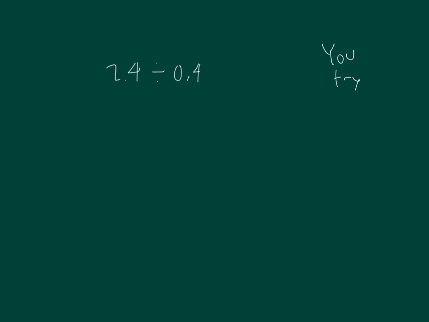Okay, it's your turn to try. Rewrite it as a fraction. We'll multiply by 10 over 10 again. 2 and 4 tenths times 10 is 24. 4 tenths times 10 is 4. And 24 divided by 4 is equal to 6. Look over your work.